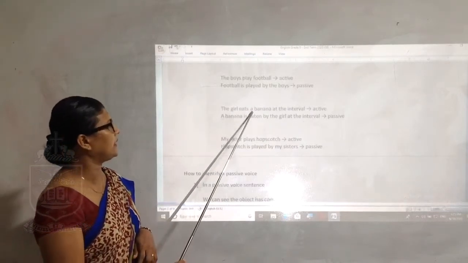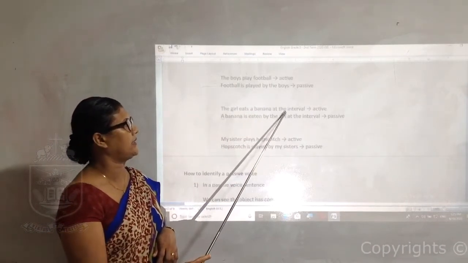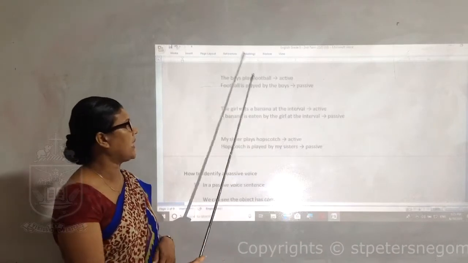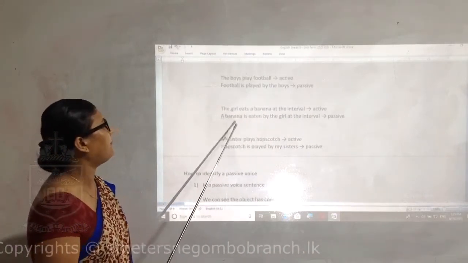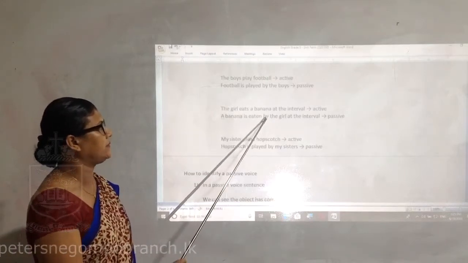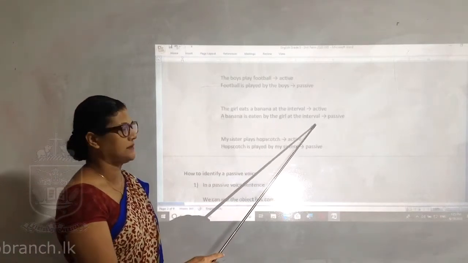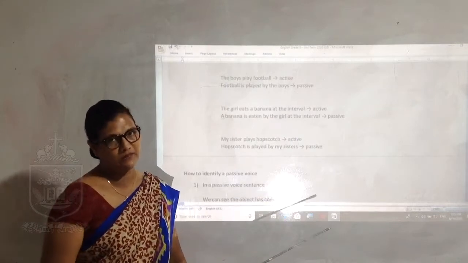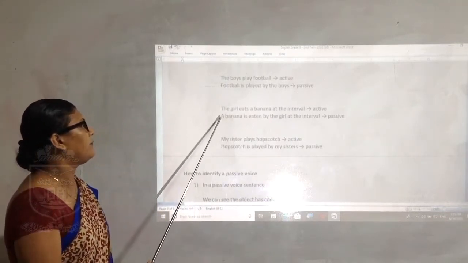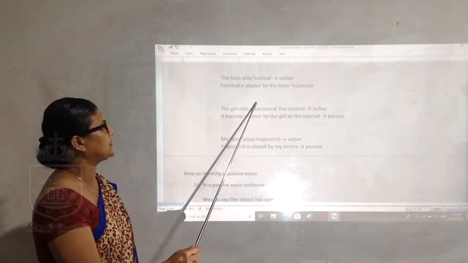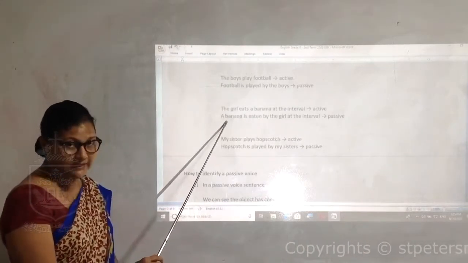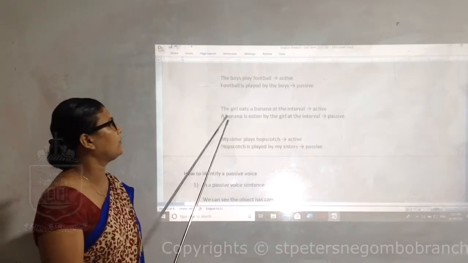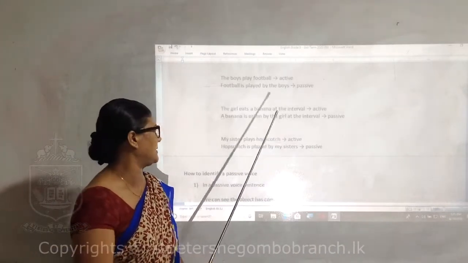The girl eats a banana at the interval. That is active because the girl, the doer, is prominent here. A banana is eaten by the girl at the interval. That is passive voice sentence. A banana, here you can see the object, it has come forward in the second sentence. So this is passive voice sentence.